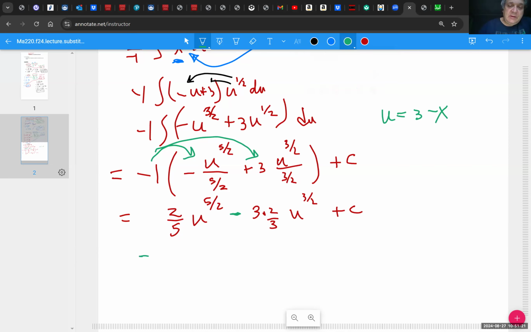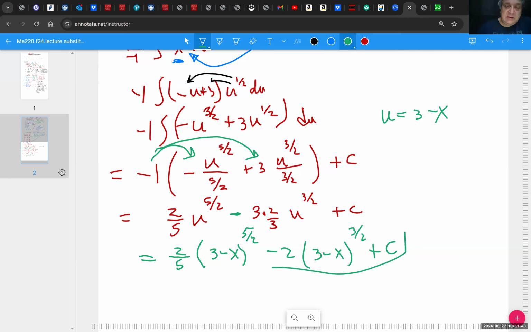My final answer is 2/5. Instead of u, I'm going to write 3 minus x to the 5/2 exponent. Minus 3 times 2 over 3 is just -2. And then I get u to the 3/2, plus c, and that is the antiderivative of this problem in part D, which was the square root thing.